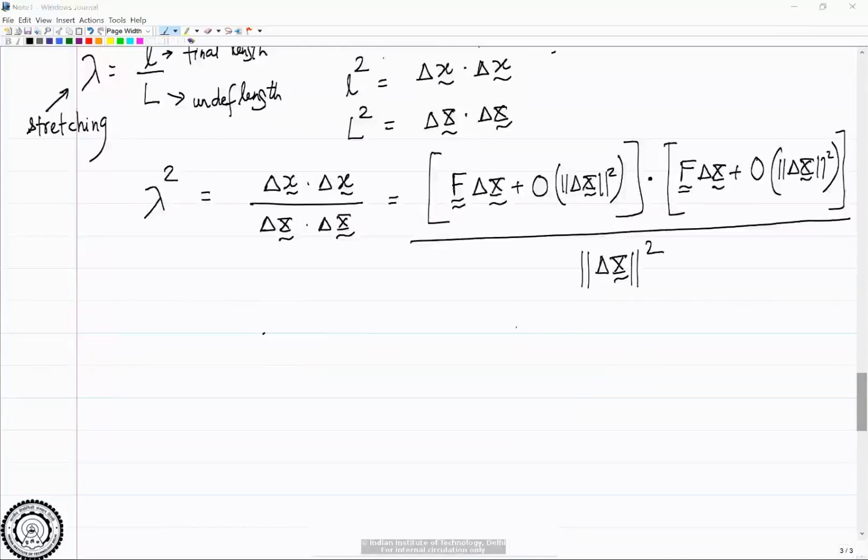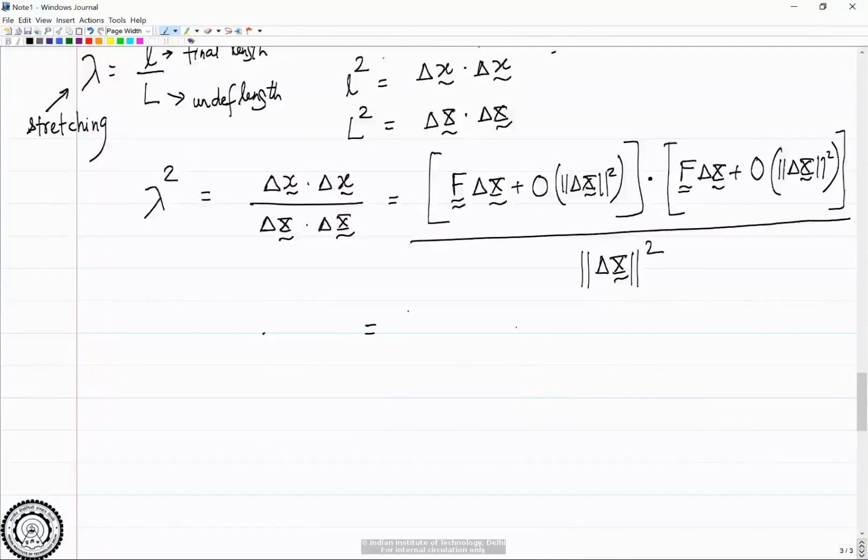Okay? All right, so you see now I'm going to do a very nice thing. On the denominator we have delta capital X squared. So why don't I take one of the delta X to one of the brackets in the numerator and the other one to the other bracket in the numerator.